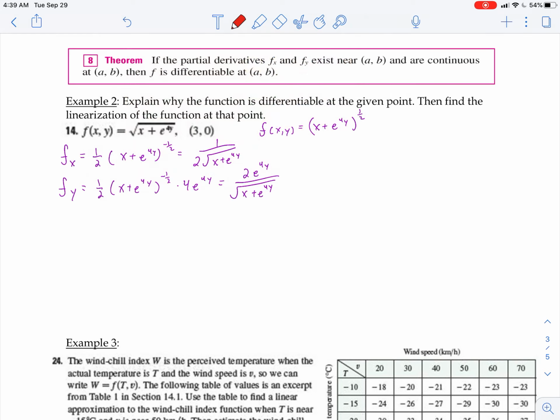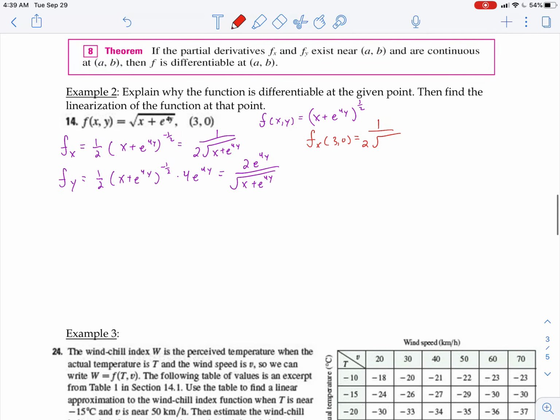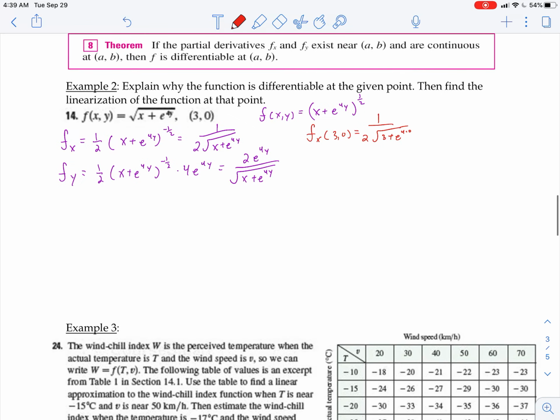And now we're going to find, okay, are those defined at that value? The partial derivative with respect to x at (3, 0): I plug that in and get 1 over 2 times the radical of 3 plus e^(4 times 0), which gives me 1. So 3 plus 1 is 4, and the square root of 4 is 2. So at the point (3, 0), the partial derivative with respect to x is just 1/4.